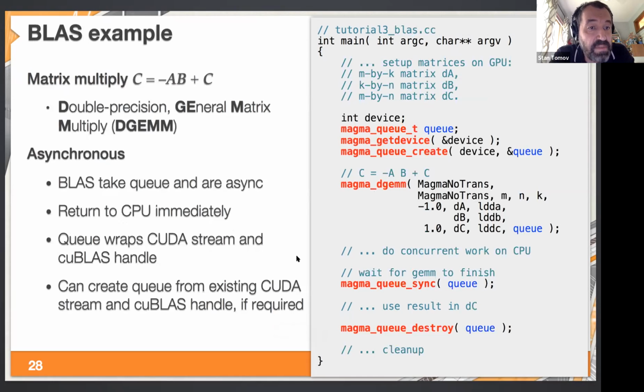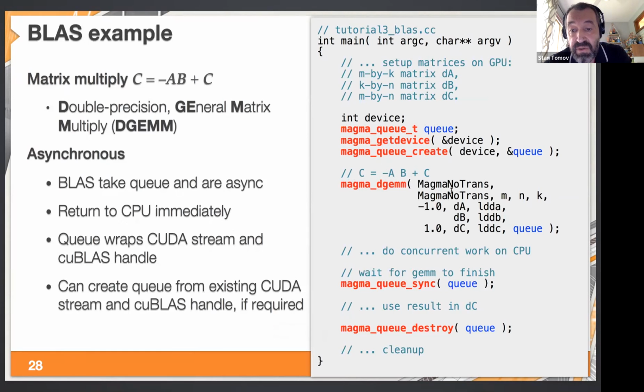This is a simple example of how to multiply matrices. So this is the DGEMM. These are asynchronous methods. So a queue is created and the computation would be passed through that queue. So after the queue is created and there are matrices initialized in some way, one can call magma_dgemm and pass this queue.